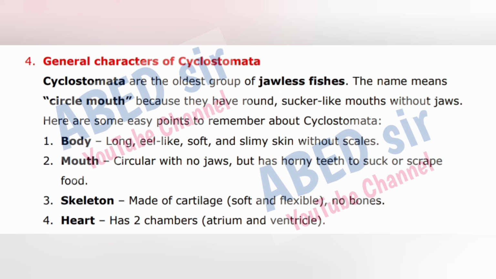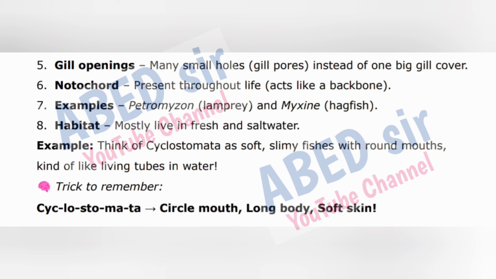1. Body long, eel-like, soft, and slimy skin without scales. 2. Mouth, circular with no jaws, but has horny teeth to suck or scrape food. 3. Skeleton made of cartilage, soft and flexible, no bones. 4. Heart has two chambers, atrium and ventricle. 5. Gill openings, many small holes, gill pores, instead of one big gill cover.